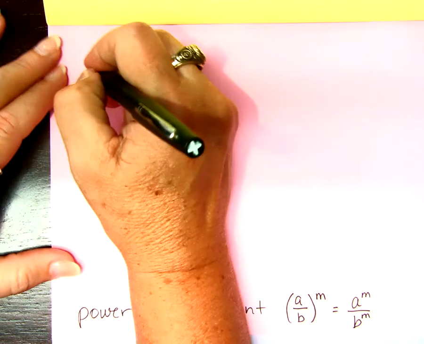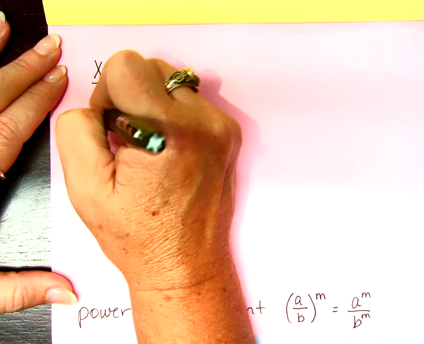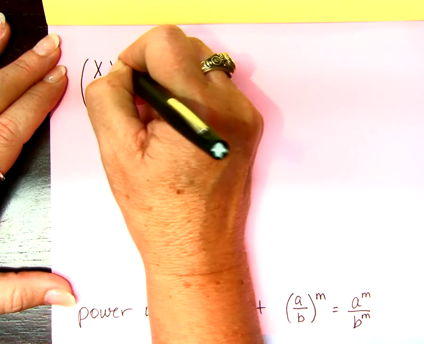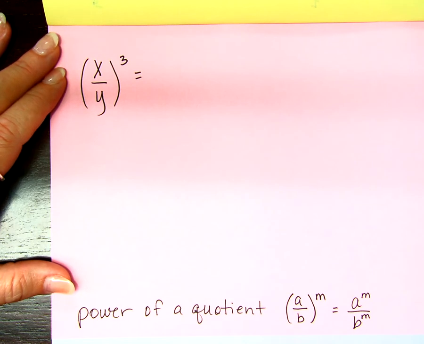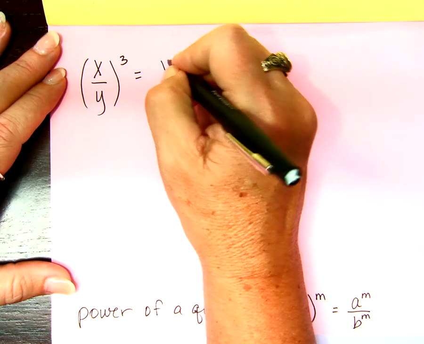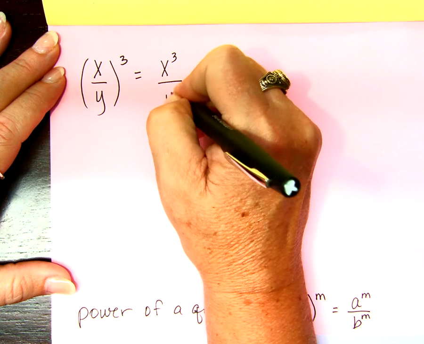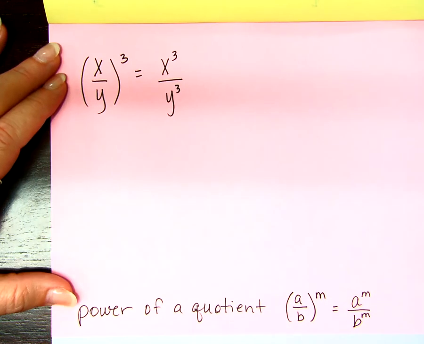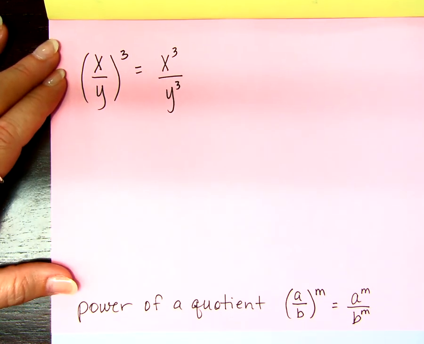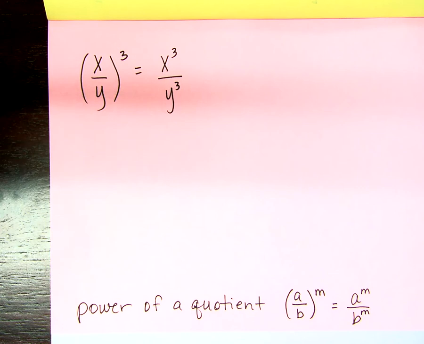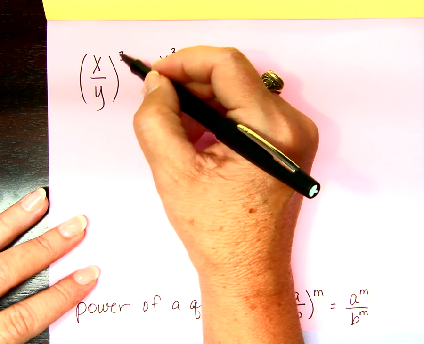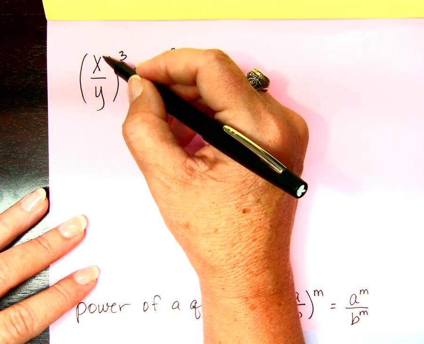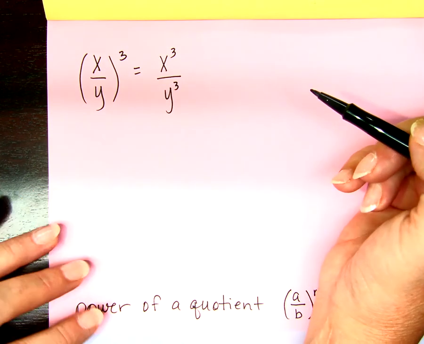So some examples. X over y to the third power. X over y to the third power, what is that the same as? X to the third, y to the third, exactly. Kind of. But typically distributing means multiply, right? And we're not multiplying 3 times x. We're multiplying the exponent 3 times the exponent 1. Does that make sense? Okay.